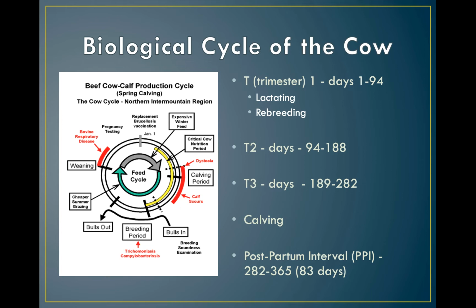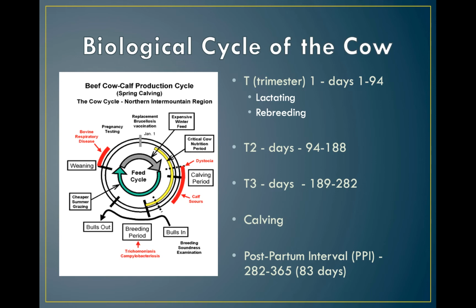Trimester number 3 is going to be days 189 to 282 of gestation, and this is going to be followed by calving. Both of these time points are really important because that is going to be the most nutrient demanding time of the cow. Keep in mind that trimester 3 is where we see 70% of fetal growth occur.